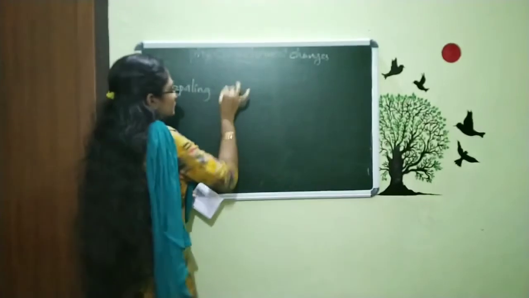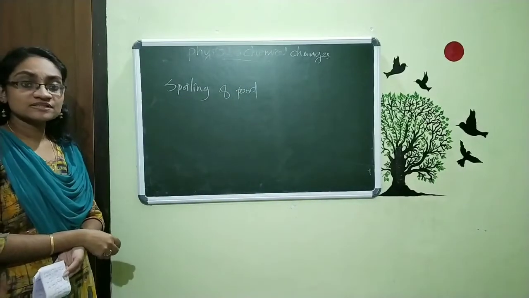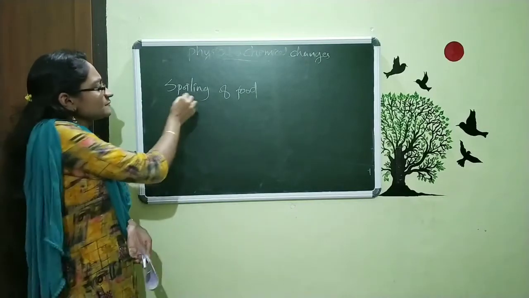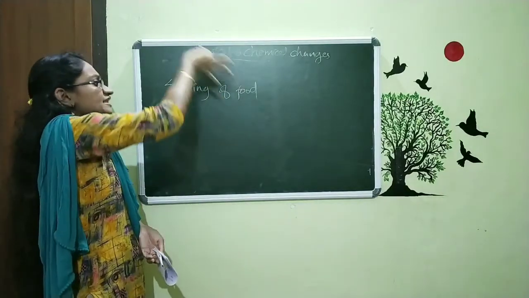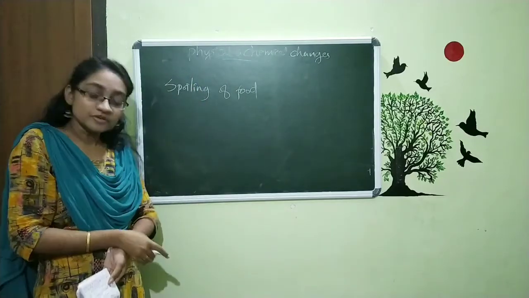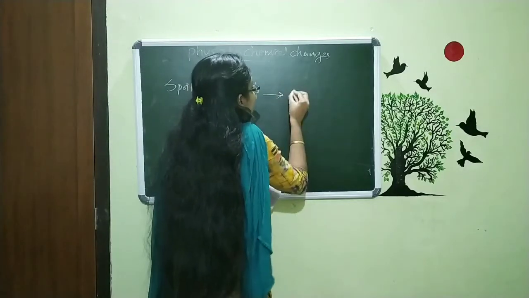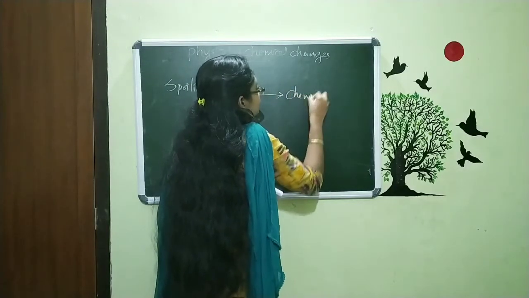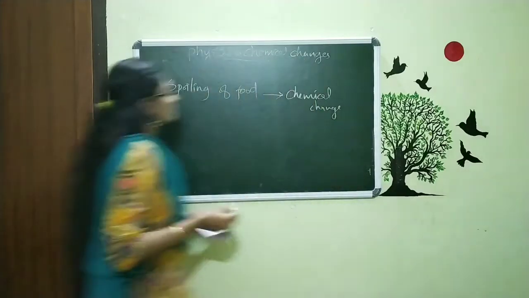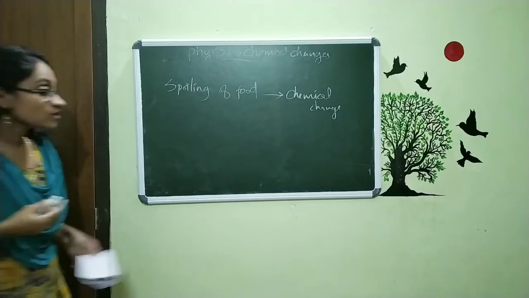Spoiling of food. What about this? Is it physical or chemical? We can check that. Is it possible to go back to the initial stage of the food after the spoiling? No. So we can say the spoiling of food is chemical change.